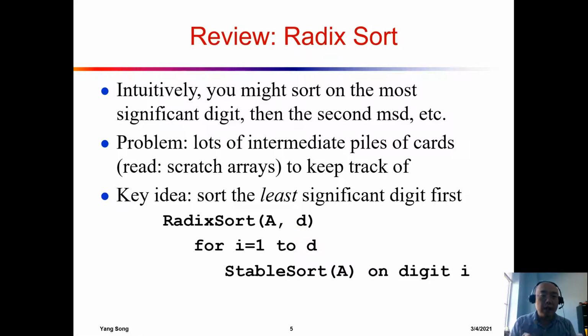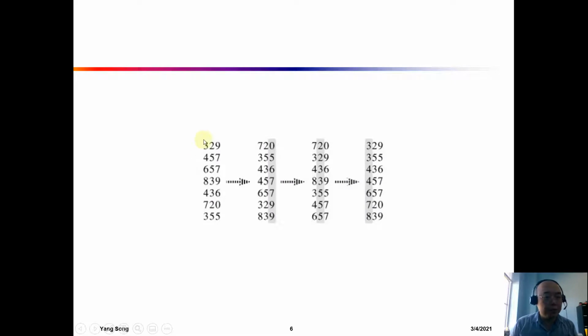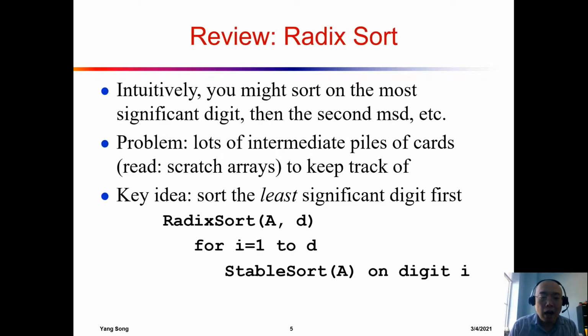So the D says how many digits there are in all of the numbers to be sorted. This is again a very strong assumption, because if you look at this example, we are sorting integer values and all the integer values are 3 digits, right? So in this case, D will be 3. Okay, and then how do we do the sorting?